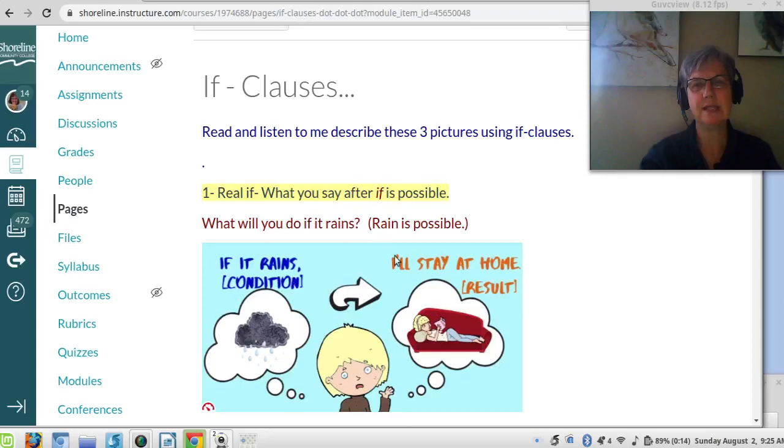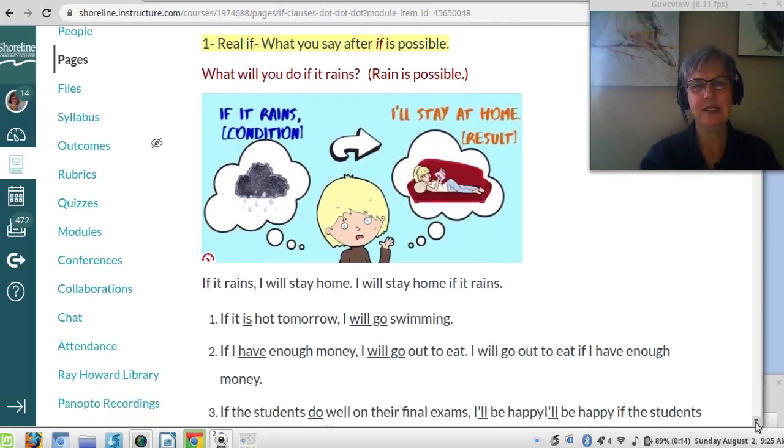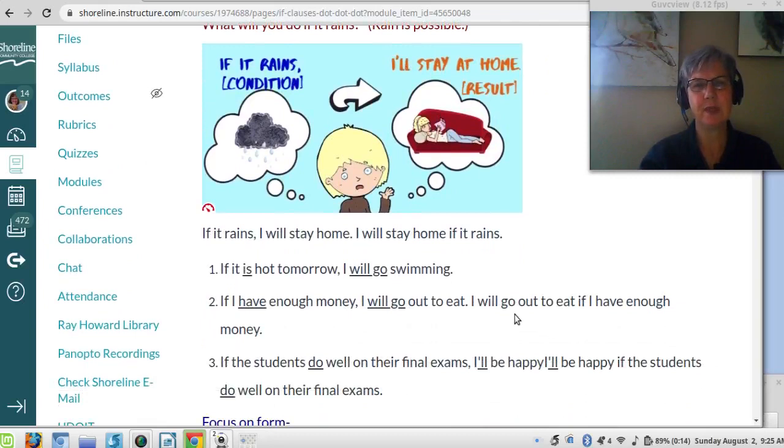If it rains, I will stay at home. If it rains, I will stay at home, or I will stay home if it rains. So if you start the sentence with if, there's going to be a comma there. But if if is in the middle, no comma.